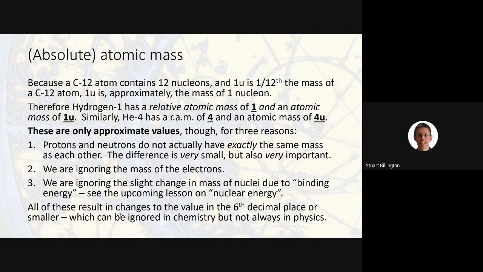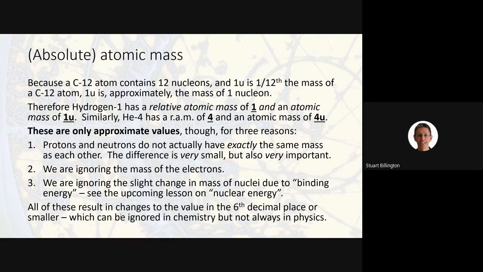So, reason number 1, protons and neutrons don't actually have a mass of 1U. They are very, very slightly different from 1U for reasons that we will come on to. But inside the carbon-12 measurement, the slightly heavier neutrons and the slightly lighter protons have obviously been averaged out a little bit to arrive at the value of 1U.